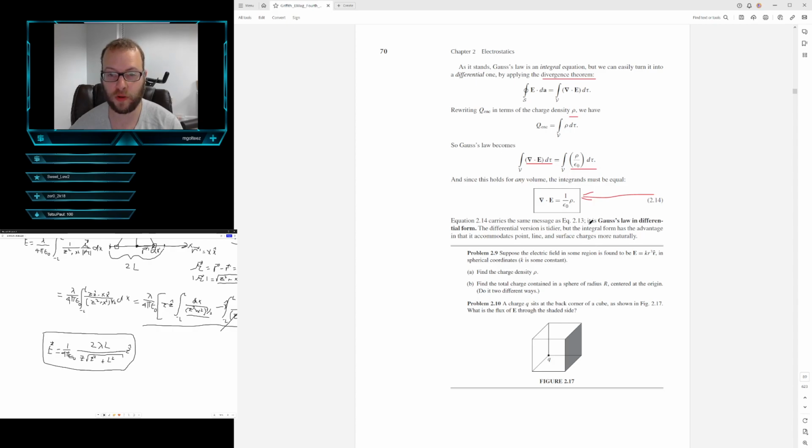This is very important. This is one of Maxwell's equations. There are 4 of them, and this is the first one we will get to. So the divergence of E is equal to the charge density divided by epsilon naught. Easy enough to find.